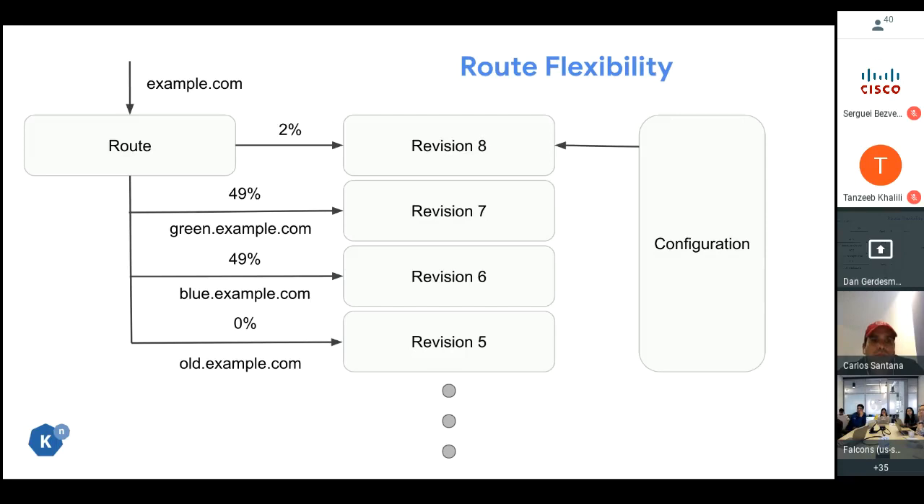And so here's an example of some route flexibility that you might want for manual mode. Let's say I have a domain example.com that is my route, and I want to point that route to 4 different revisions. I want to point 2% of traffic to whatever the latest is, to get an idea if that latest one is good. I want to point 49% of traffic to revision 7, and 49% to revision 6. And I want revision 5 to still be accessible, but not on the base domain. I can access it at old.example.com, but if someone hits just example.com, traffic won't be served.